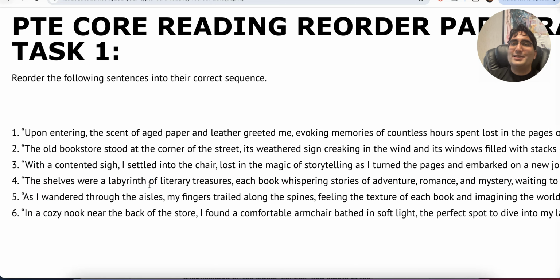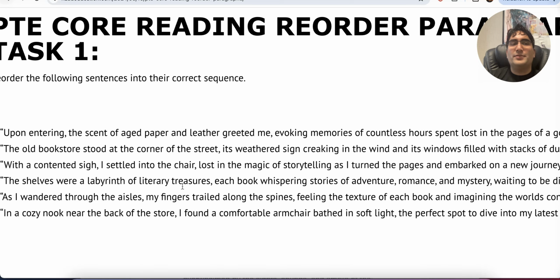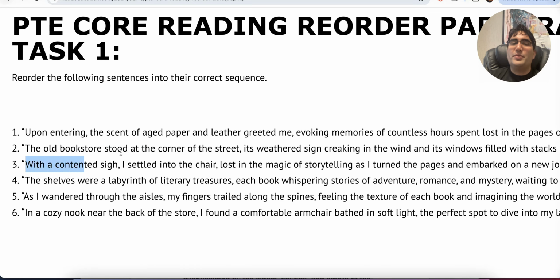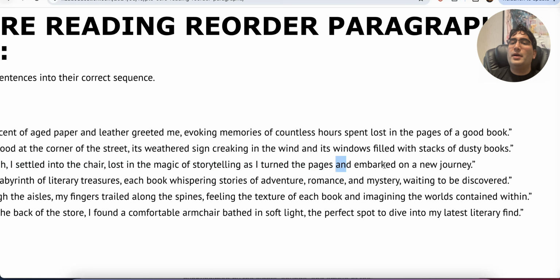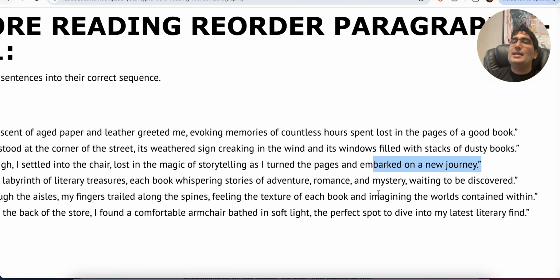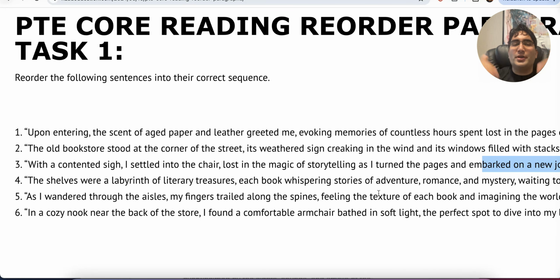Here's the reason. And this is why some hints are given at the end of sentences. Based on our sequence, number 3 is going to be the last sentence, right? Let's look at this. "With a contented sigh, I settled into my chair, lost in the magic of storytelling as I turned the pages and embarked on a new journey." This looks like the conclusion of a story. Okay, I embarked on a new journey, so now it's going to be another part of the story, a sequel. This looks like an ending to the entire conversation, while everything else looks incomplete. There needs to be more, but because this sounds like a good ending, this chair discussion would go at the end.